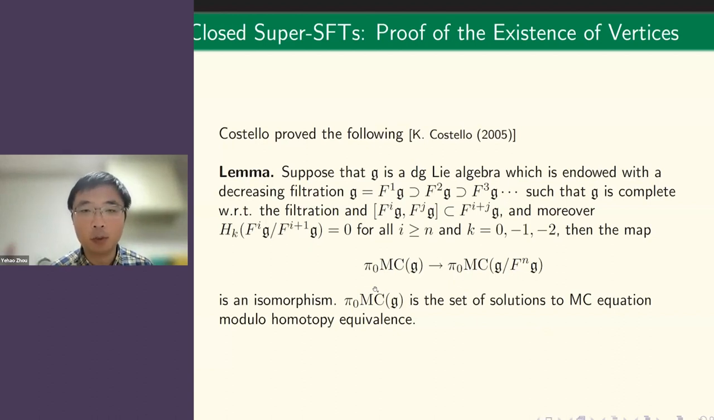So basically the homotopy equivalence comes from the automorphisms that sit in the degree zero part, acting on the degree minus one part.